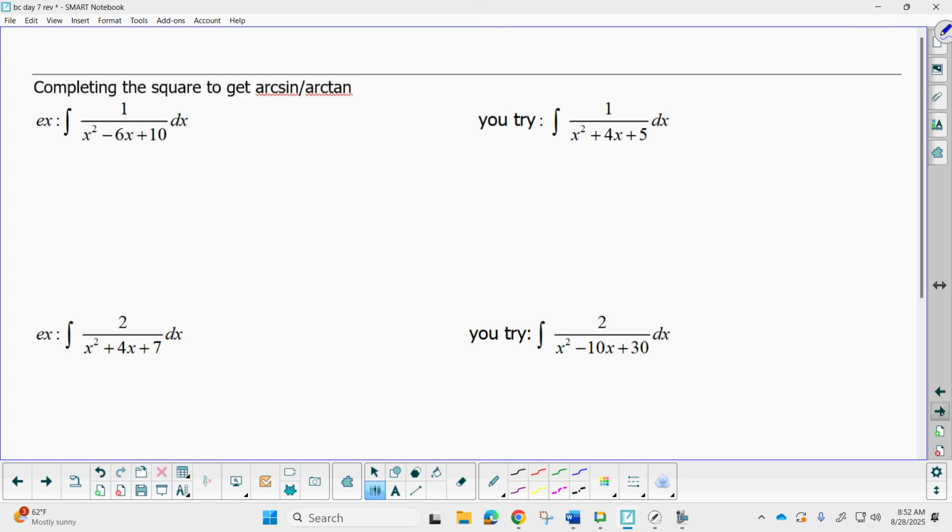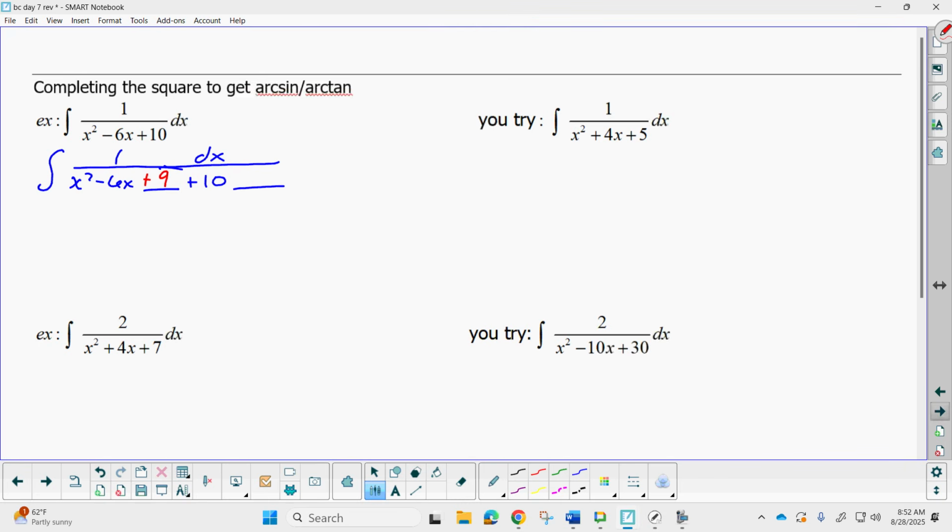Now, this is not your typical arctangent situation because it's not a sum of squares. We're going to make it a sum of squares by completing the square. I will leave the x's, but I'll kick off the 10 to the side, still in the denominator, and replace it with my own thing. What goes in that space? What's the rule for completing the square to make a perfect square? Divide the x coefficient by 2 and square. So half of 6 is 3, squared is 9.